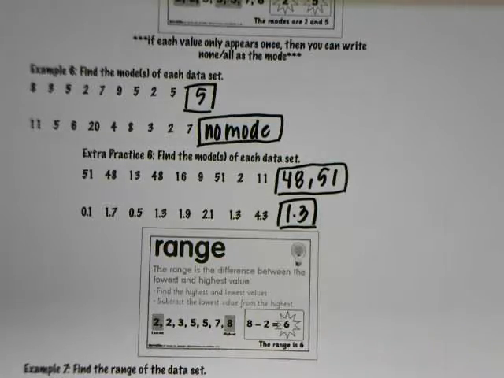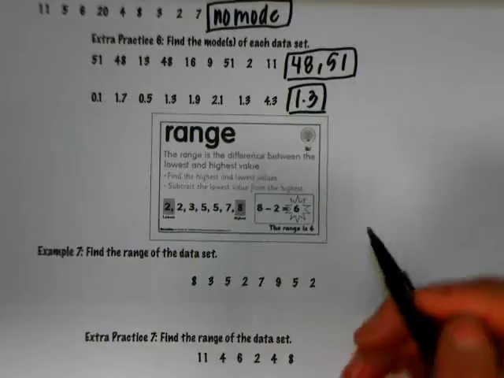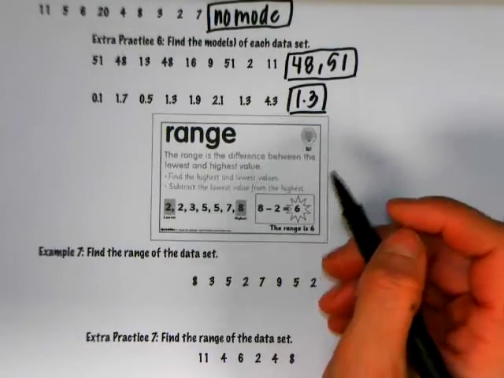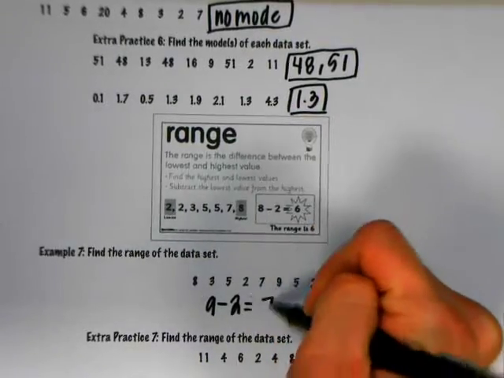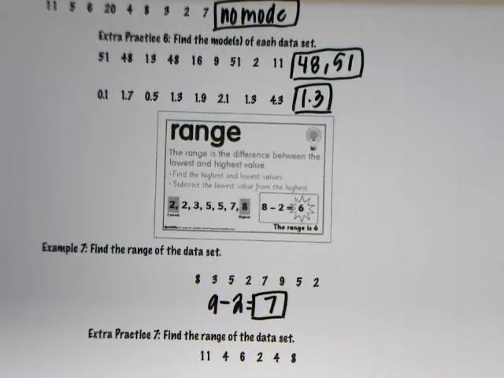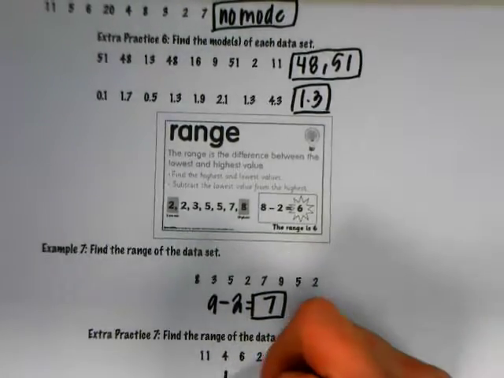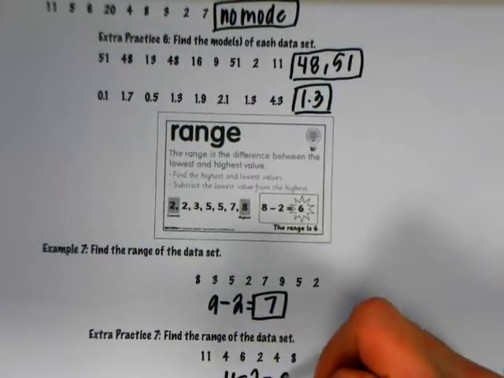Okay. All right, range is measuring how spread out your data is. So you always do biggest minus smallest. So on the next example, what's the biggest number? 9 minus, what's the smallest number? 2, so that's going to be 7. Okay, next one, what's the biggest? Smallest? So that's 9. Yep.